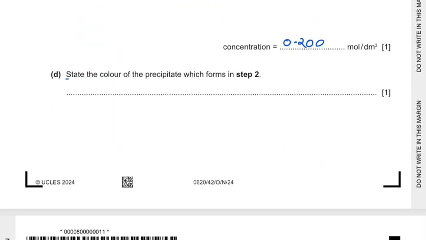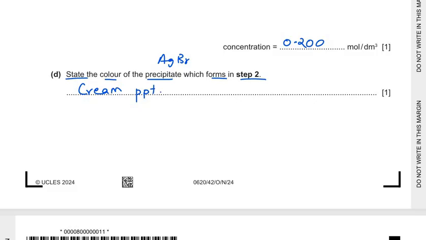Let's see what's the next part. Next part is state the color of the precipitate which forms in step 2. Now the precipitate formed is silver bromide and silver bromide has a cream color, so cream precipitate is seen.